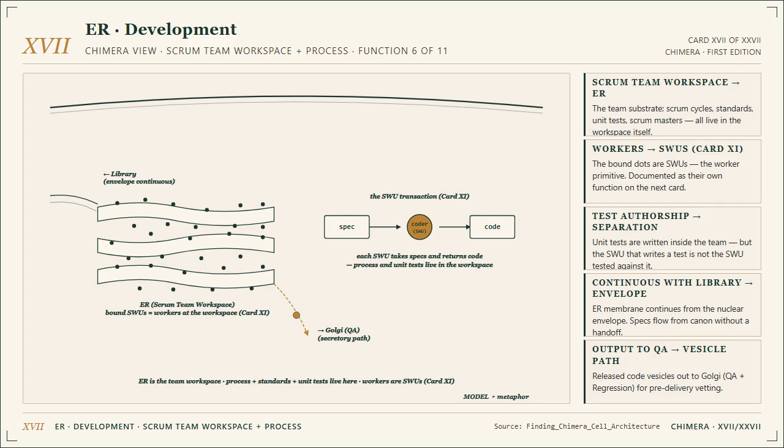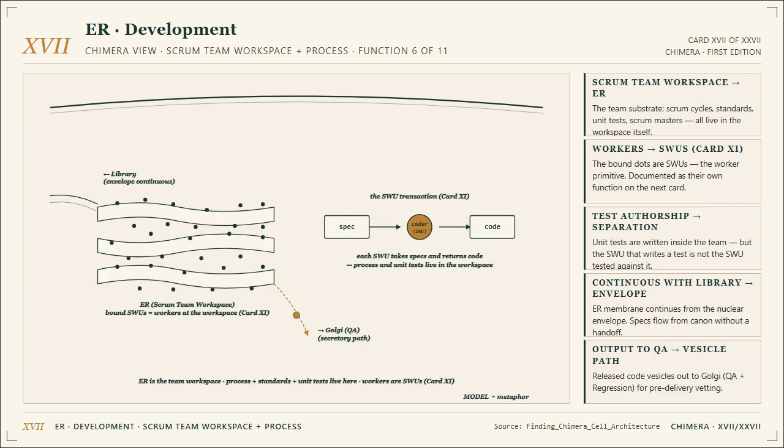Documented again here for context. A spec arrives, the worker processes it, code is returned. That transaction is the worker's contribution. What the workspace contributes is everything around it. The spec format, the standards the code must satisfy, the unit tests written by other SWUs in the team, the routing of finished code to QA. The workspace holds the process. The SWU does the work. They pair to make development happen.